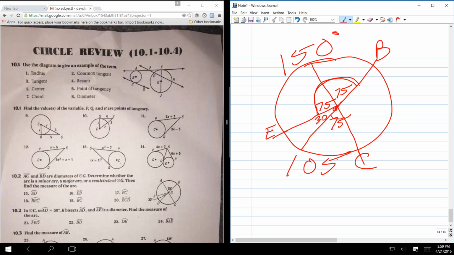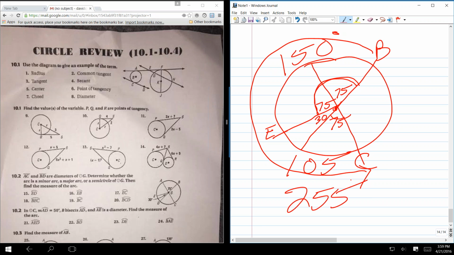And what about BEC? Yeah. So we're going from here all the way to there. So 75 plus 150, 180, 255. Right. All right.